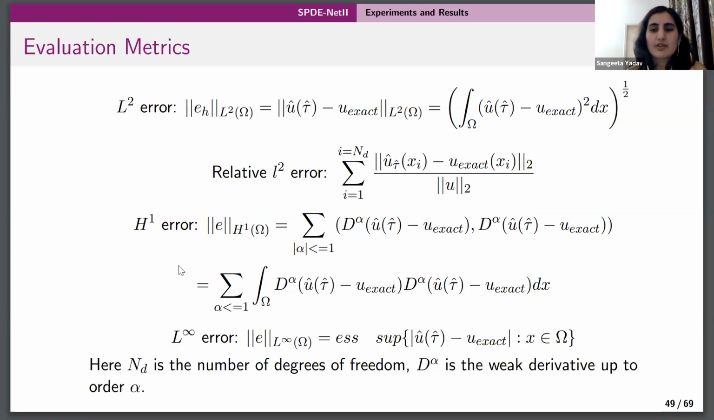So these are the evaluation metrics which we'll be using to compare the performance of our proposed technique with the other baselines. The first one is the L2 error, and the second is the relative L2 error. Third is the H1 seminorm, and the last one is the L infinity error.